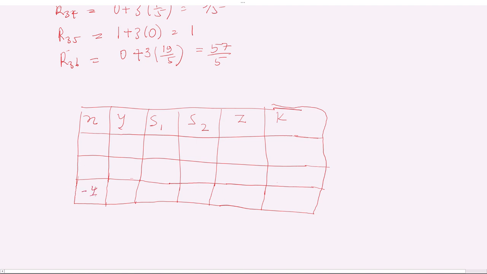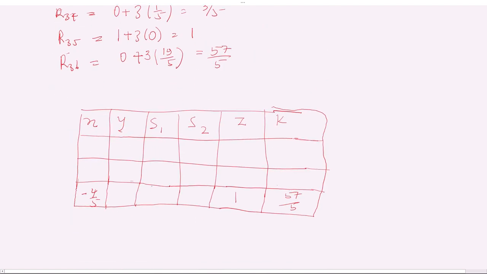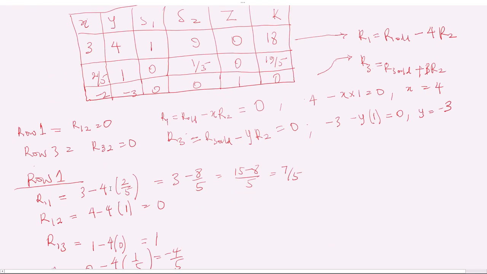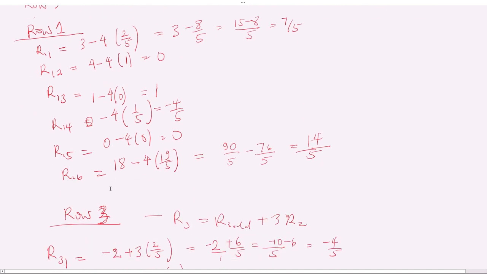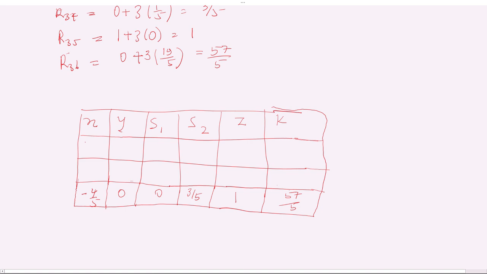This is minus 4 over 5. So R36 is here. This is 57 over 5. This is 1. This is 3 over 5, 0, 0. This is 3 over 5, 0, 0. So row 2 still remains like we already know, but we need to change row 1. Row 1 is 7 over 5.